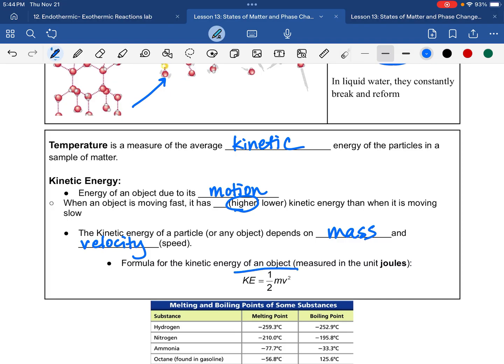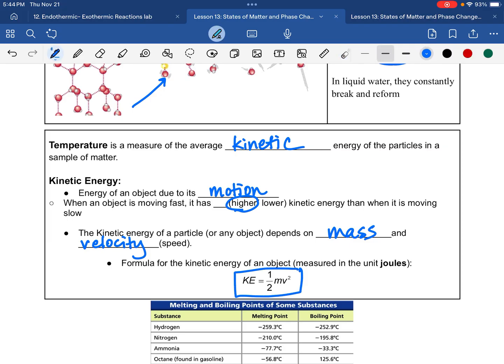So there's a formula for that. KE stands for kinetic energy. So we have kinetic energy, KE, and we have mass, that's the m, and then we have velocity, that's the v. And when we measure the kinetic energy of an object, the unit we use is called joules. And there's going to be a little question here.